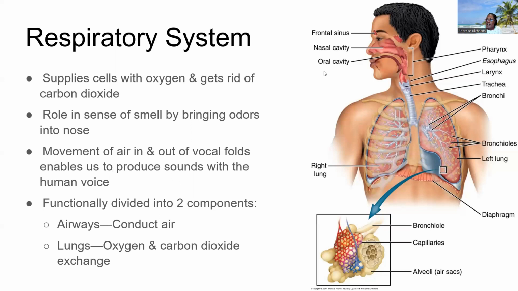Now, just to give a visual overview of the structures in this path, we start with the nasal cavity here. We spoke about this briefly last week, especially as it pertains to the nasal septum, dividing the parts of the nasal cavity. Then we have the oral cavity. We'll talk about the palate coming up. The palate helps to separate nasal cavity from oral cavity.